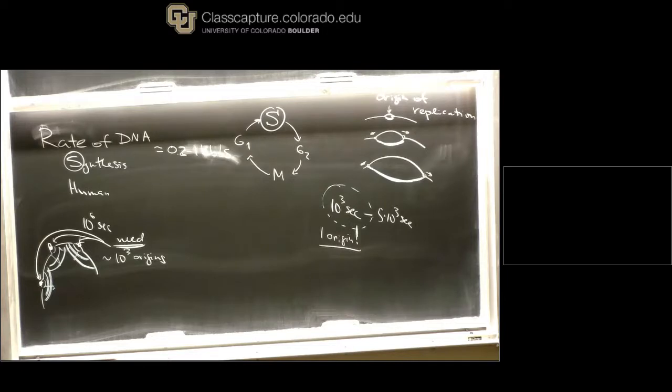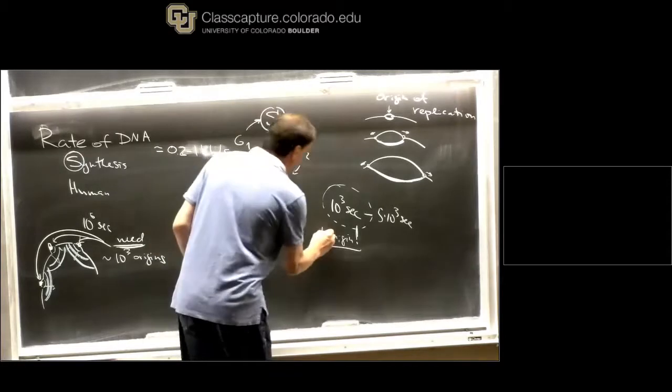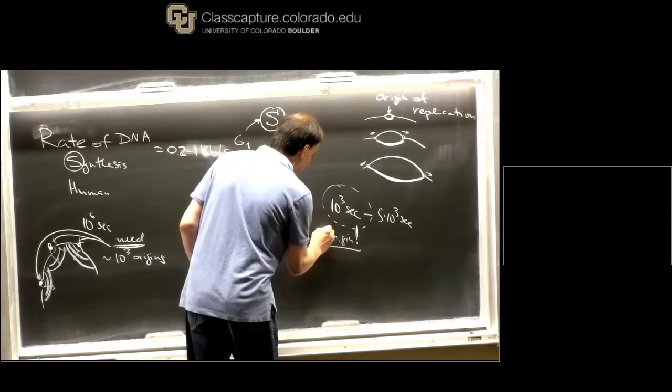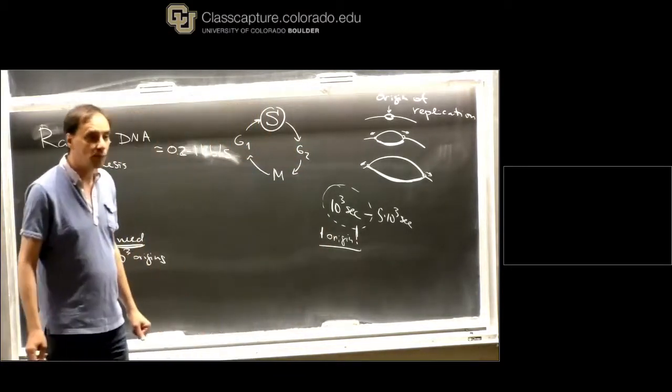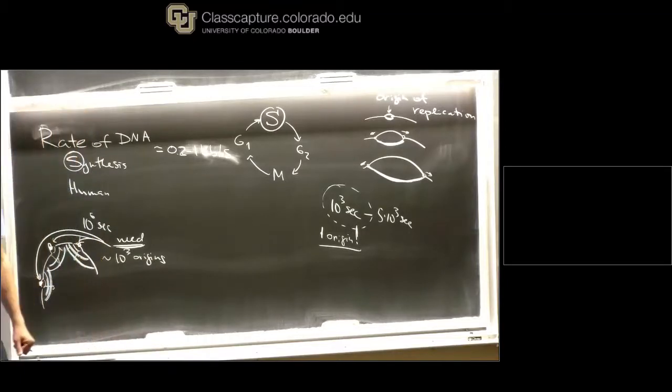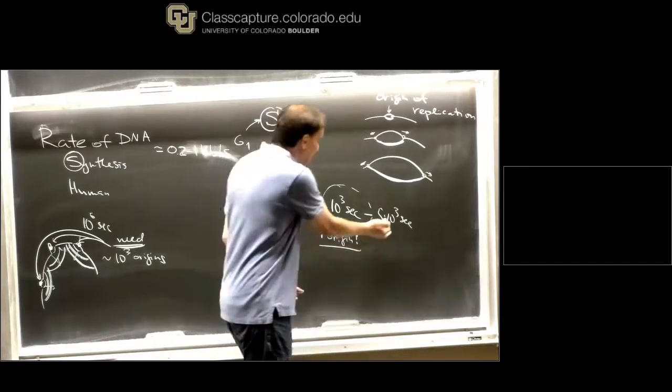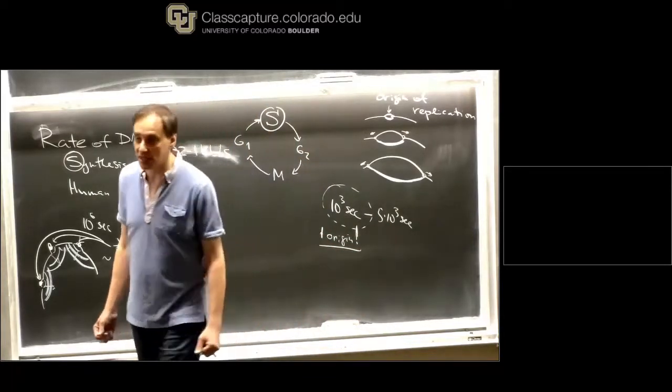How can it work? You may know the answer, so I kind of want people who don't know the answer to come up with this. How can it work? So there is one origin. If you start replicating from one origin, it takes you a couple of hours instead of 20 minutes.